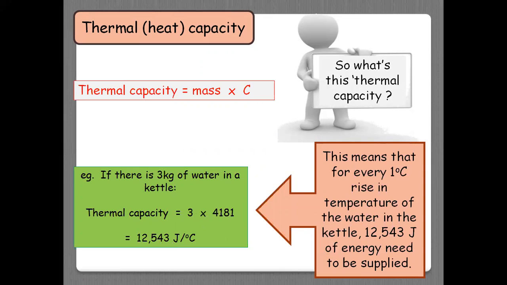So as you see here, this means that for every 1 Celsius rise in temperature of the water in the kettle, 12,543 joules of energy need to be supplied to this material.